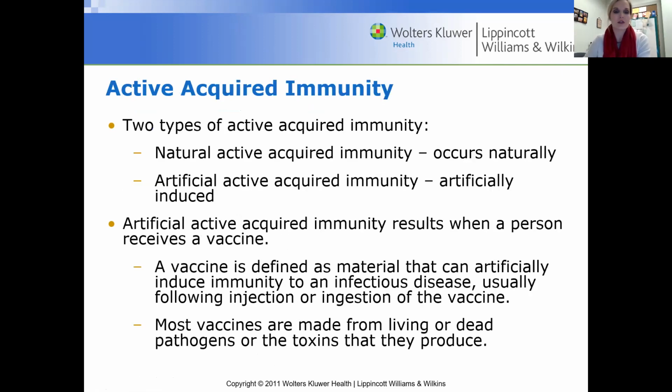Remember, I'm going back to the previous slide for just a second. The difference was natural active, which means it occurs naturally. For example, I have sat next to somebody that has the flu, they cough on me, and I get the flu. That's what I mean by it occurring naturally. I am going to get sick, but while I'm sick, my body is learning what this particular virus looks like, so that the next time I'm exposed to it, I know exactly how to respond. So that's natural active. And then artificial active is through a vaccine.